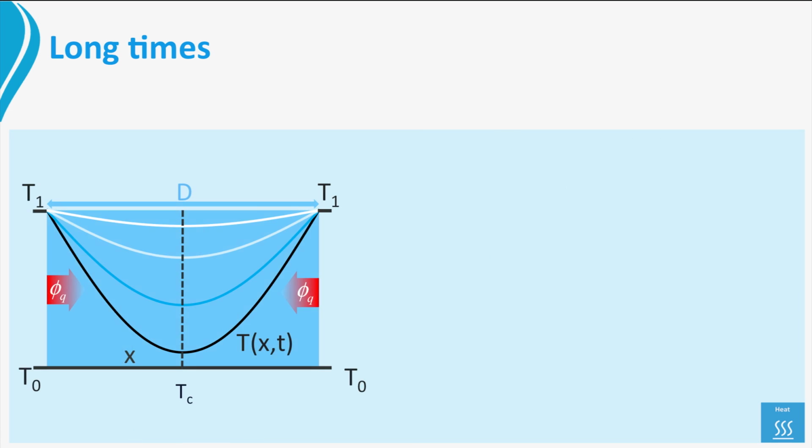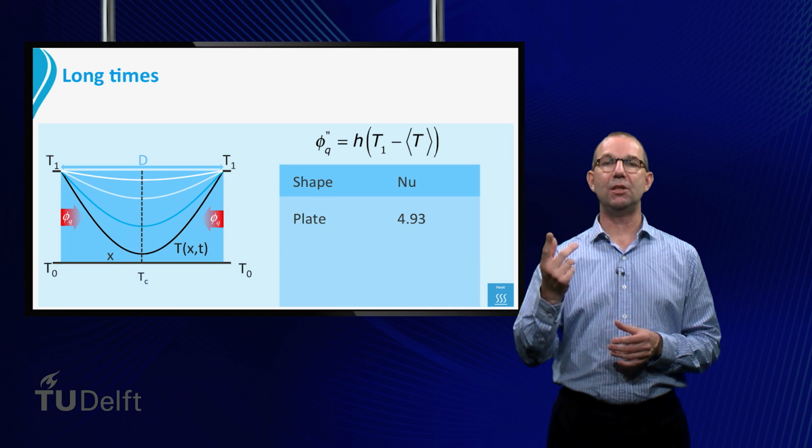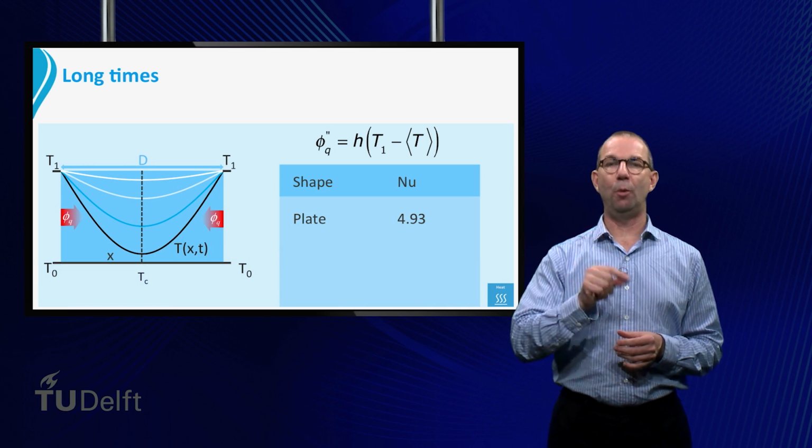We have seen that for a plate, the heat transfer coefficient became a constant after long enough time. We could write this as Nusselt is 4.93.